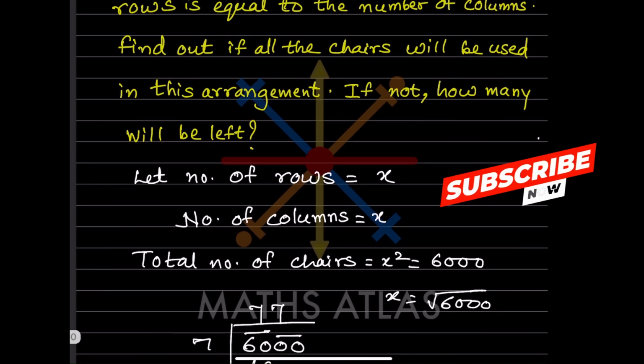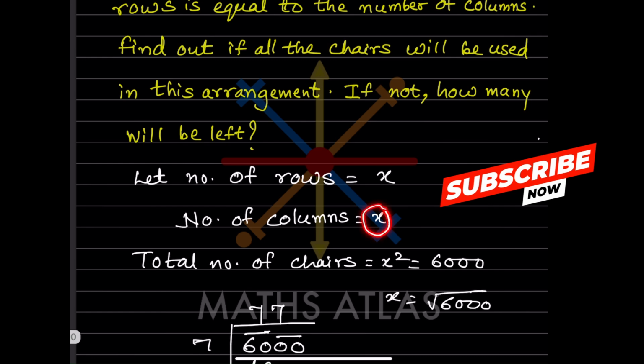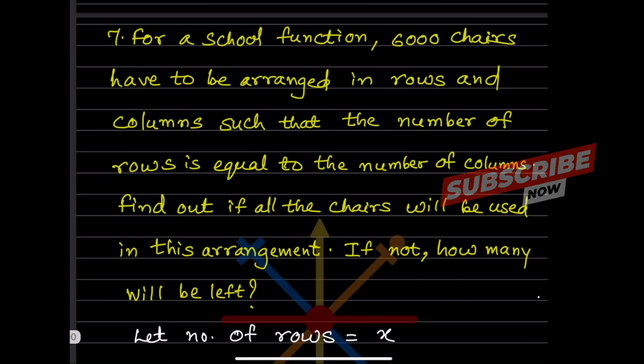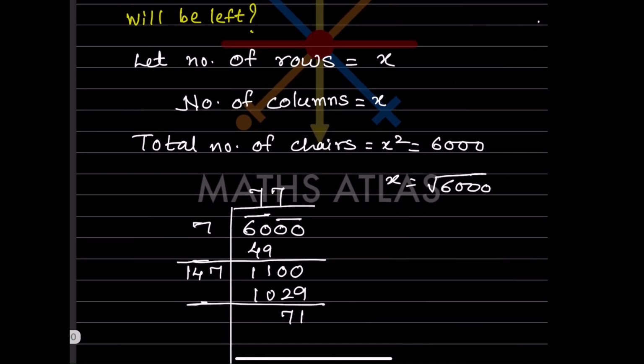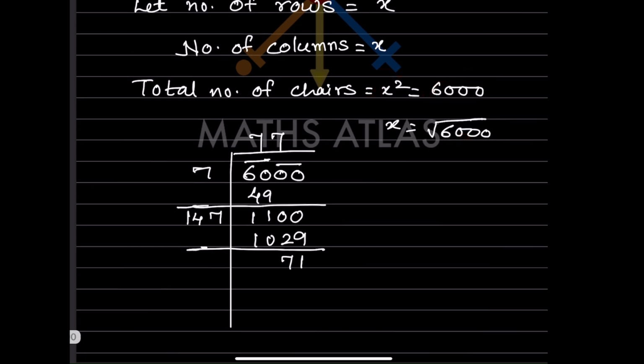So the total number of chairs will be what? These rows and columns we will multiply, that will be x square, and that is given as 6,000. So x square is 6,000. So x is going to be what? That is the number which when you square is going to be 6,000. So now let us solve this with long division. So we will pair it. 7 sevens are 49, because 8 eights are 64 is not possible. So now here 7 plus 7, that is going to be 14. Here 11, and here we will take these 2 zeros down.